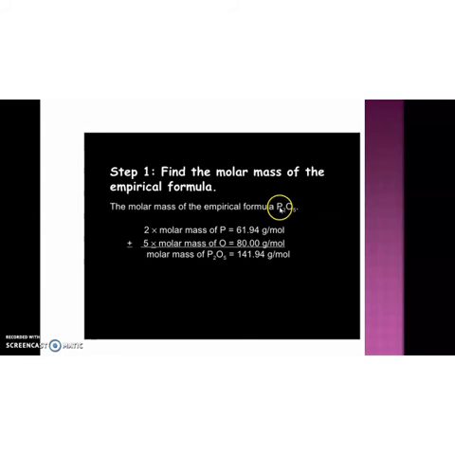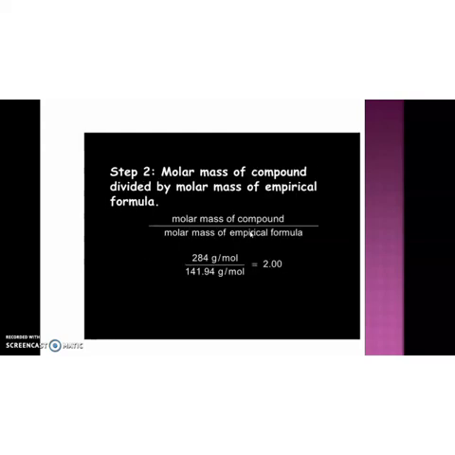So, phosphorus has 31 as the atomic mass, so 31 into 2. And oxygen 16, that is 16 into 5. So, total molecular mass is 141.94. So, first find out the molar mass of the empirical formula. And second, you have to divide the molar mass of the compound by the molar mass of the empirical formula. The molar mass of the compound is given in your question, that is 284, divided by the molar mass of the empirical formula you found in the first step.